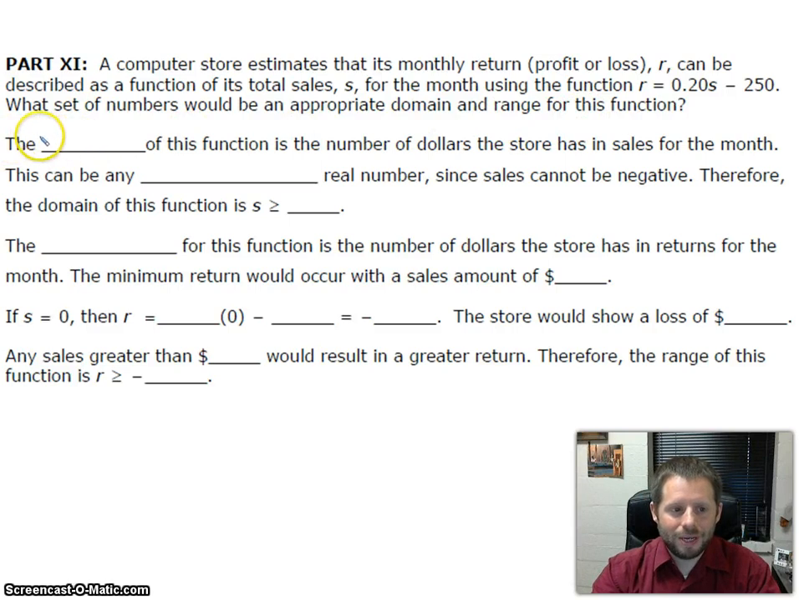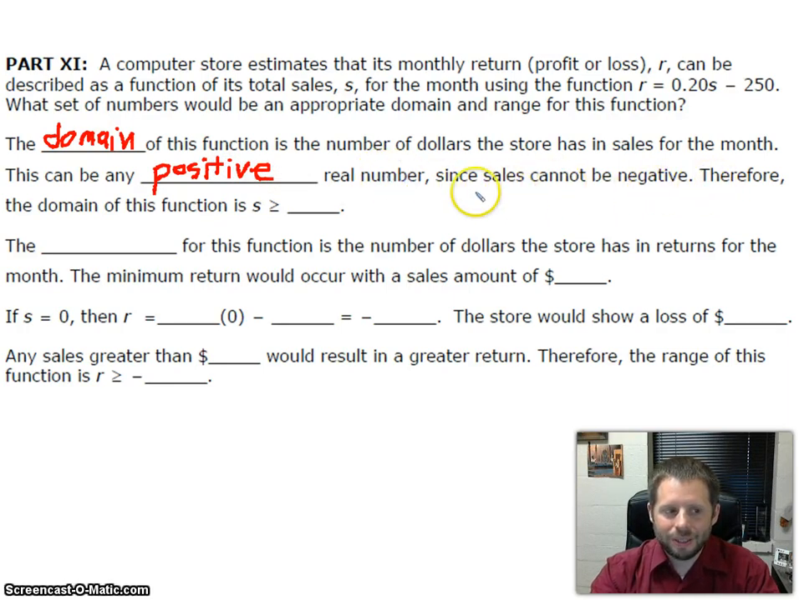For this one, the domain of this function is the number of dollars the store has in sales for the month. This can be any positive real number, because you're not going to have negative sales. You either sold nothing or you sold something, but you didn't sell a negative amount. It doesn't mean you can't have negative profit, it just means you can't have negative sales. Therefore, the domain of this function is that S can be any dollar amount greater than or equal to 0.